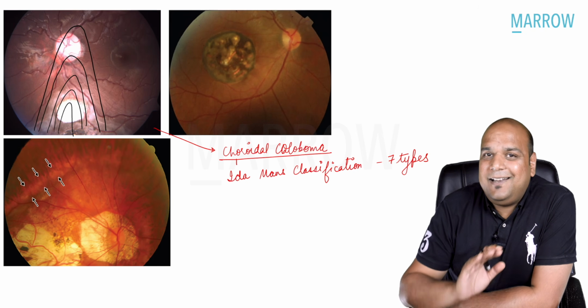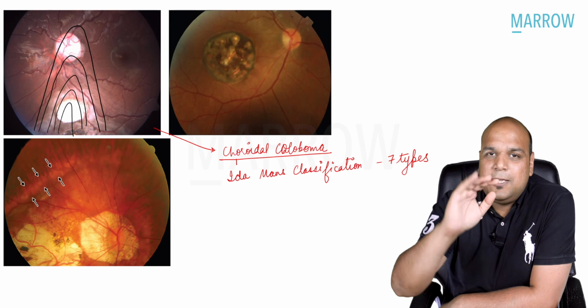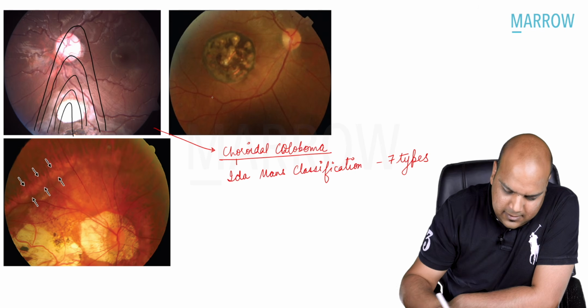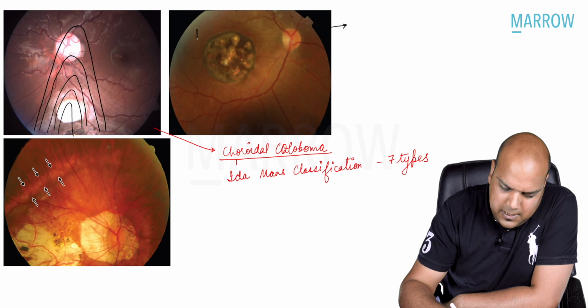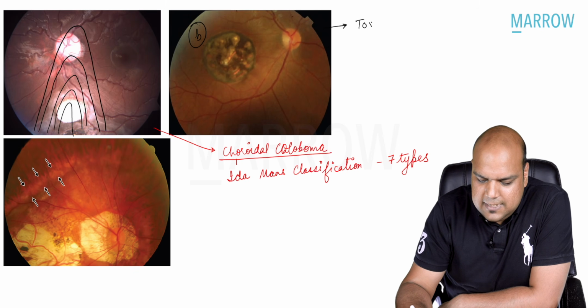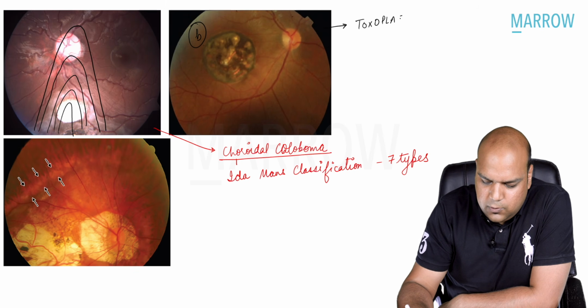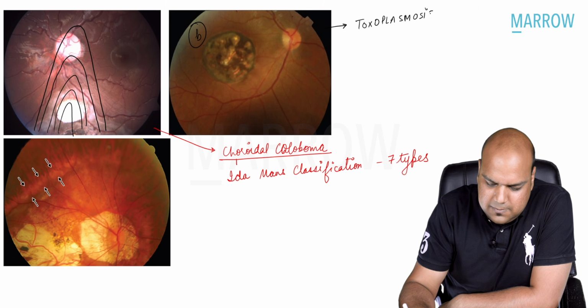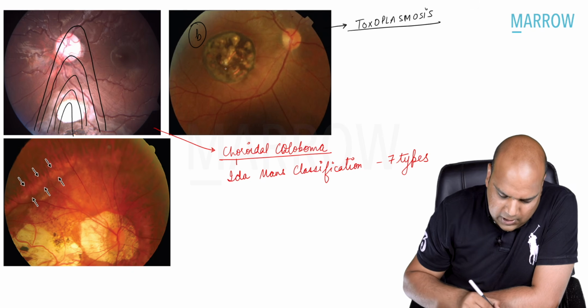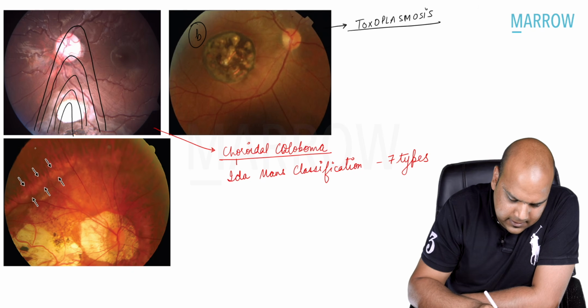We need to understand that this is a part of deficient tissue, so it gives a scooped out or a punched out appearance. Yes. Now, image B, everybody. Image B, I hope all of us are clear that this is an image of toxoplasmosis, punched out lesions with hyperpigmented edges or borders. Now, what about image C, everybody?